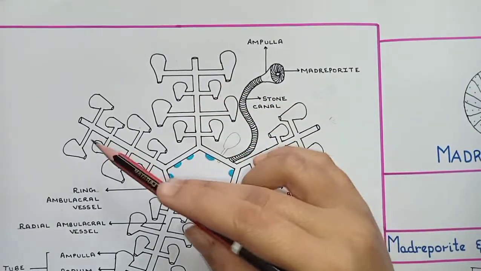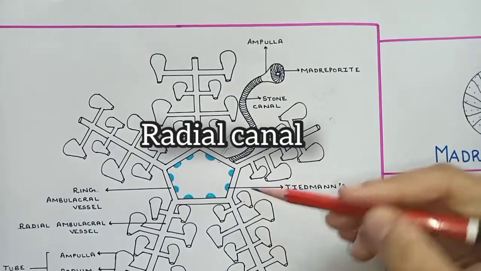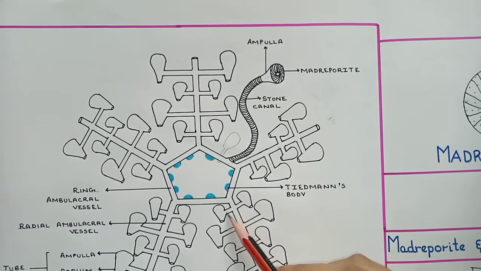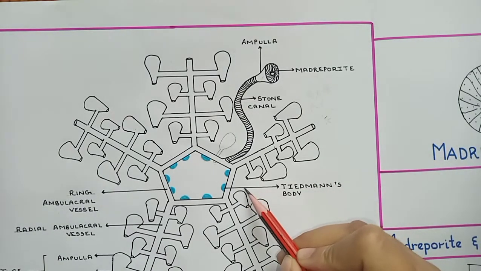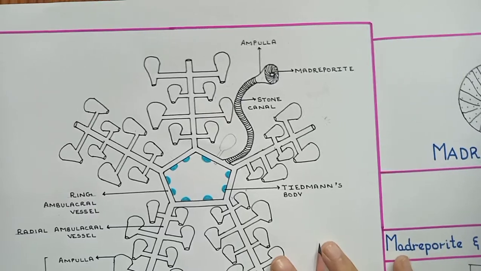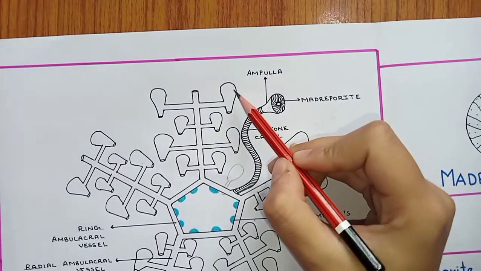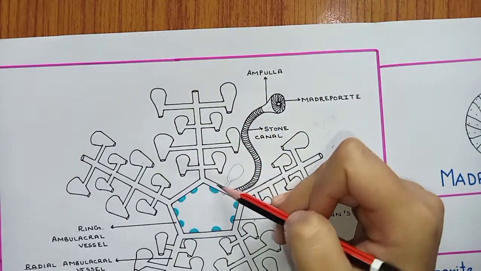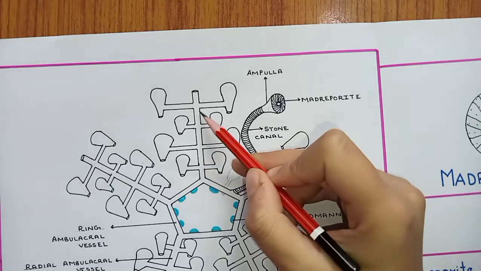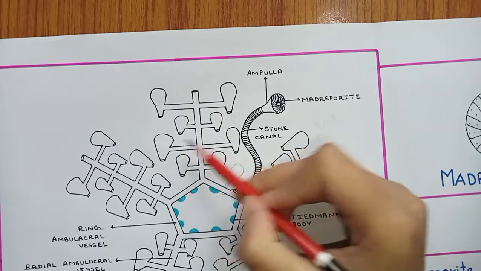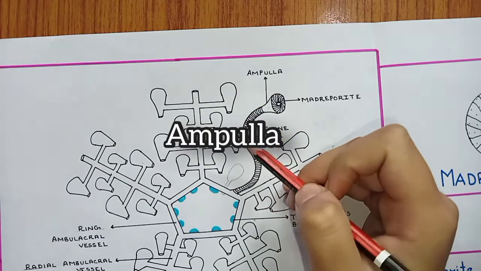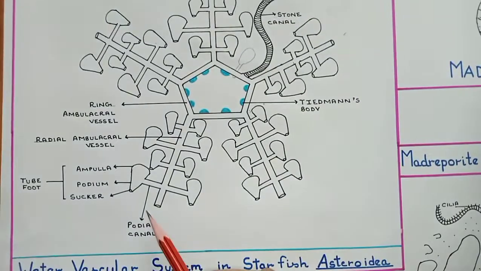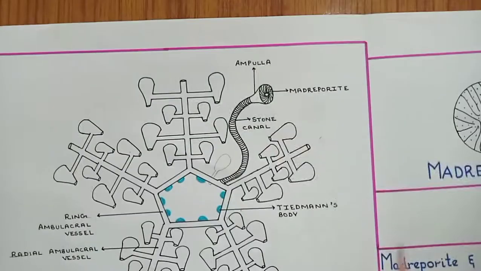The water from the ring canal in Asteroidea gets directed to the radial canals, and from the radial canal via the podial canal enters the tube feet. It enters this bulged portion. Let me show it here. The water from the ring canal enters the radial canal, and it enters these tube feet. The upper portion is called the ampulla.